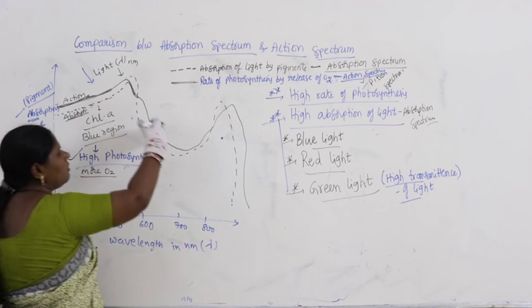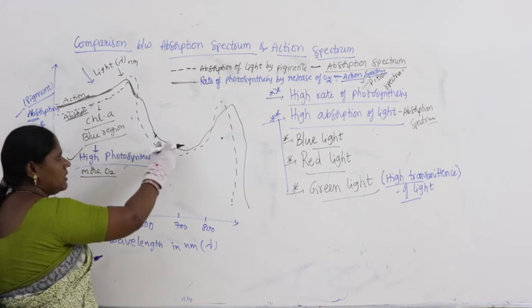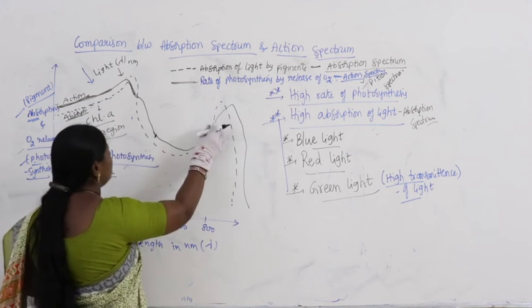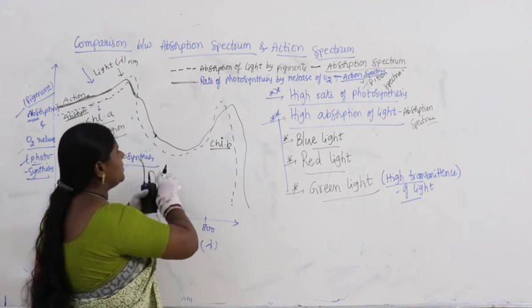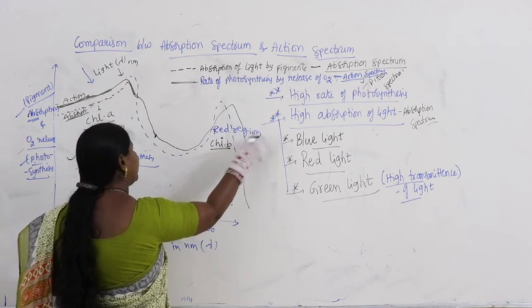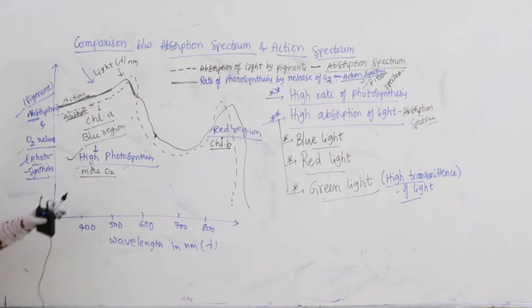Then it falls down with the chlorophyll B, xanthophylls, carotenoids. Then coming to chlorophyll B here. So this is by chlorophyll B. Which region is this? This is nothing but the red region. Again in red region from 600 to 680 nanometers. I will let you know later.